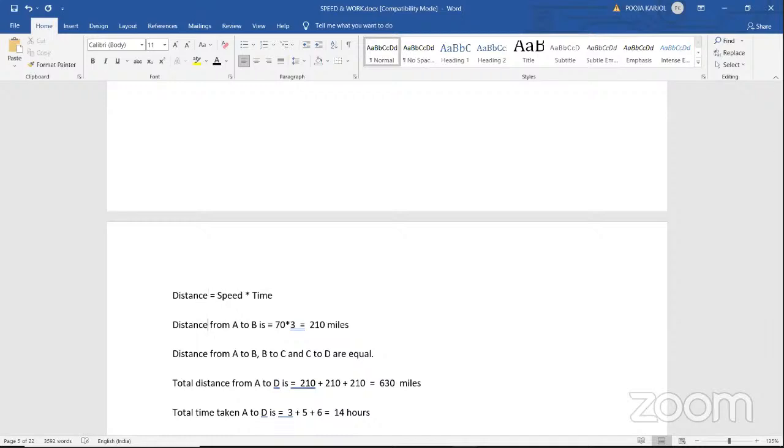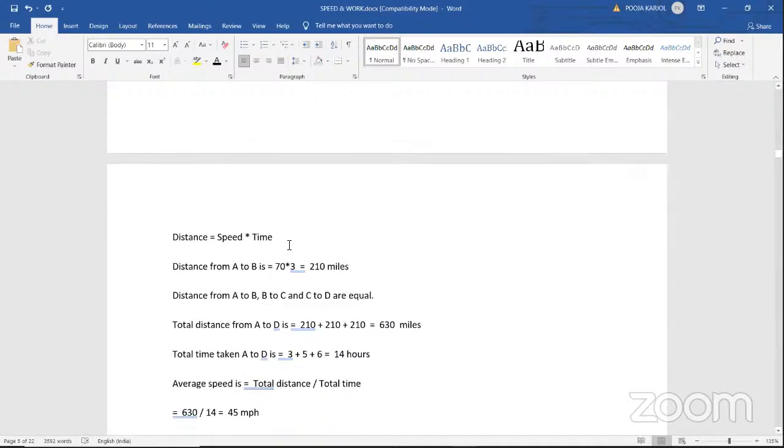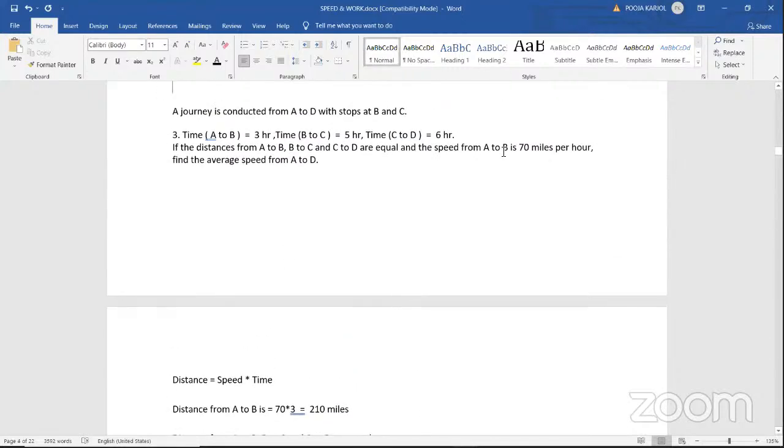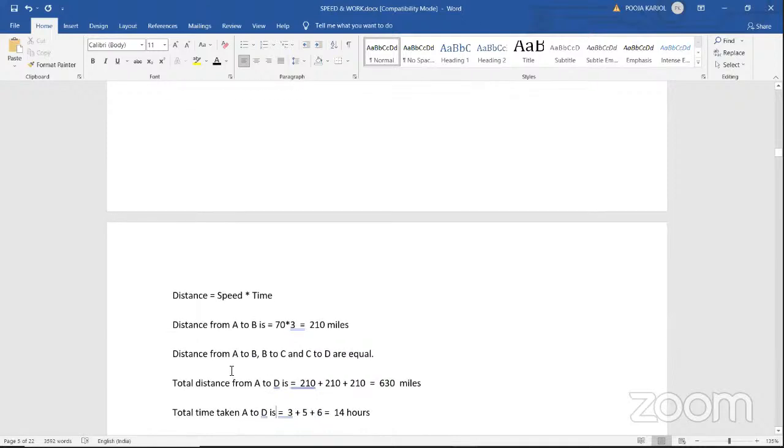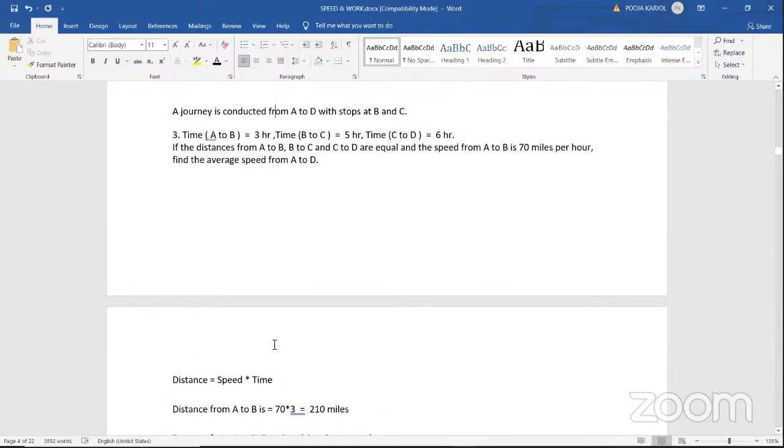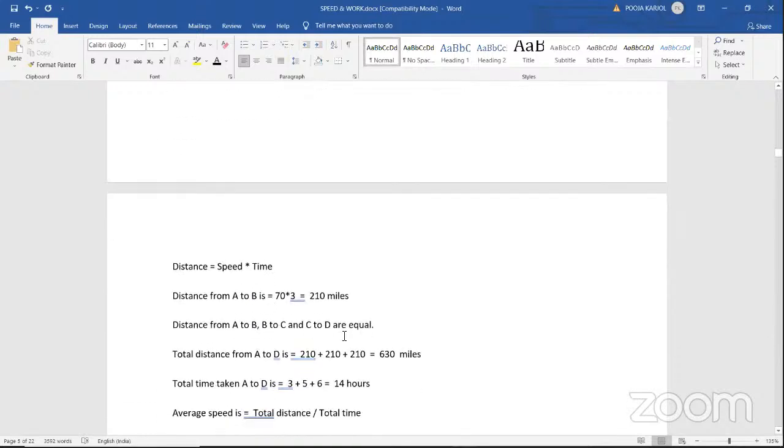Distance is speed into time. Because they have given individual speeds and individual times, though the individual speed is the same, 70 miles per hour. So distance from A to B is 70 speed into 3 hours, 210 miles. They have told the distance only: distance from A to B, B to C, and C to D are equal. So 210 is the distance for B to C and C to D. So total distance would be 630 miles, A to B plus B to C plus C to D.